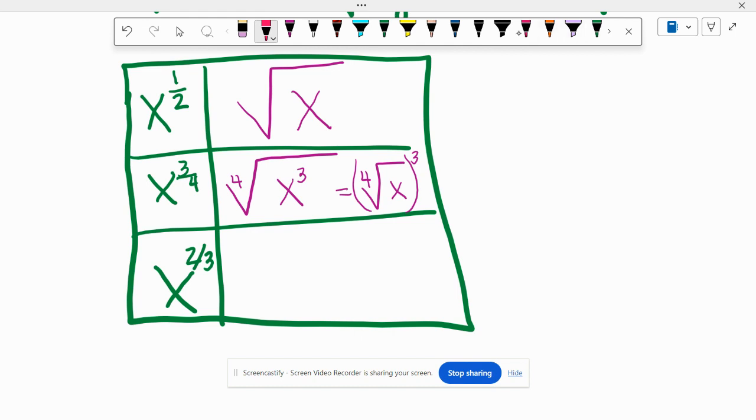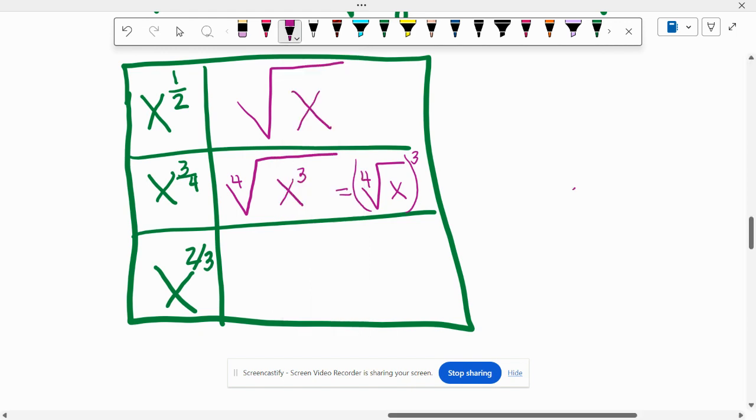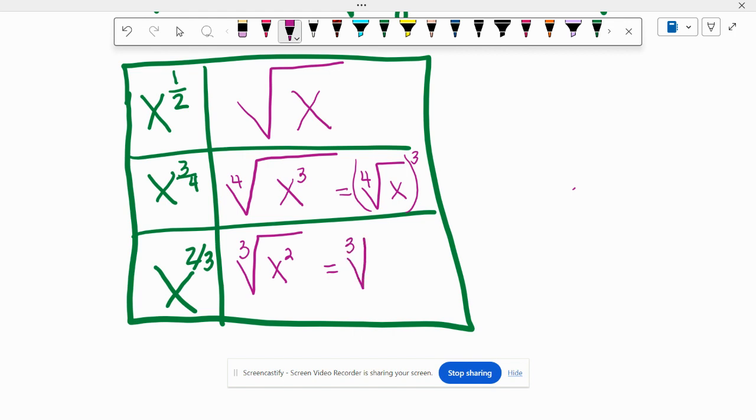Okay. This last one. So what's the root or the index? 3. So I need the cube root of x squared, or I need the cube root of x, the quantity squared.